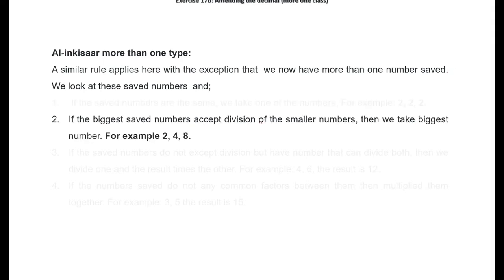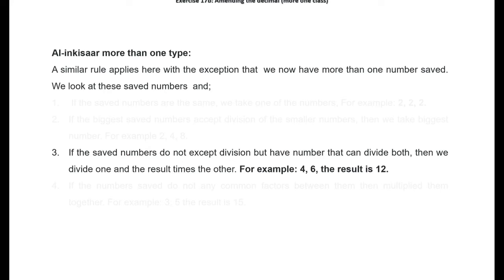If the biggest saved number accepts division of the smaller numbers, then we take the biggest number. For example, we have a 2 and a 4 and 8. 8 can be divided by any of these smaller numbers. So we take the 8 and times the total share. If the saved numbers do not accept division, but have a number that can divide both, then we divide one of them and the result times the other. For example, we have a 4 saved and a 6 saved. Then we divide one of them and times the other with the result. 6 divided by 2 equals 3 times 4 equals 12, or 4 divided by 2 equals 2, 2 times 6 equals 12.